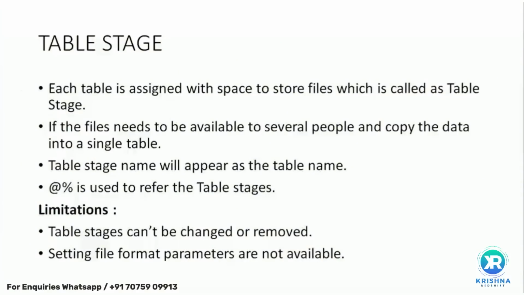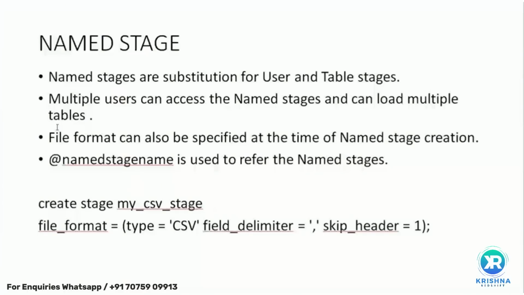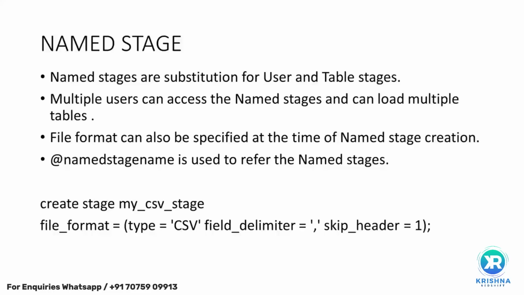Okay, so this is about the table stage and user stage. The notation is @~ for the user stage and @% for the table stage. Then somebody may say that no, I want to have my own naming, I want to have my own format. Then the next thing is the internal stage, that is the internal named stage. Okay, so this is a named stage.